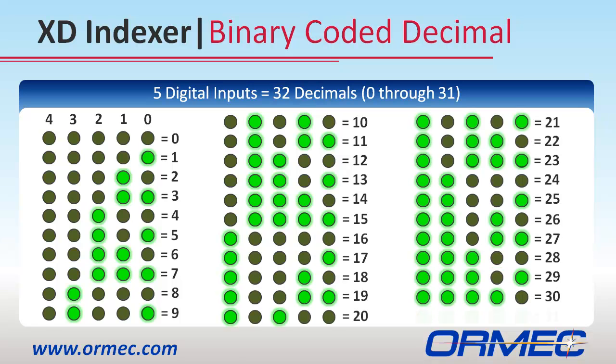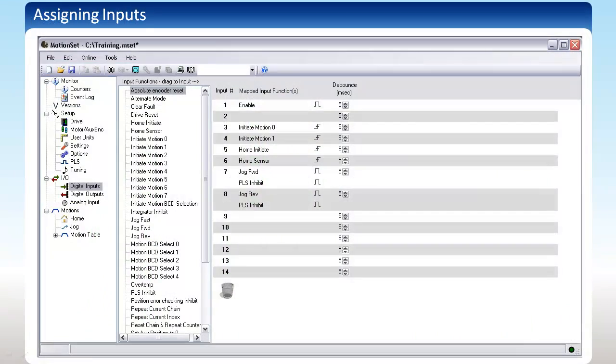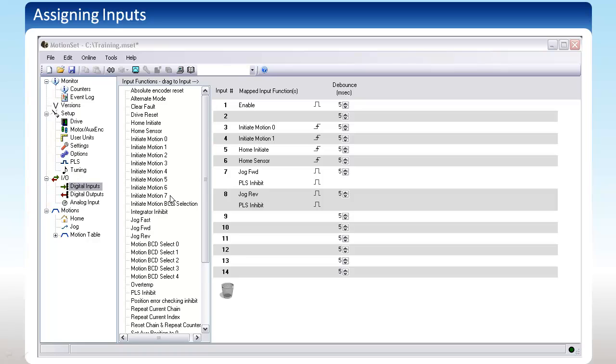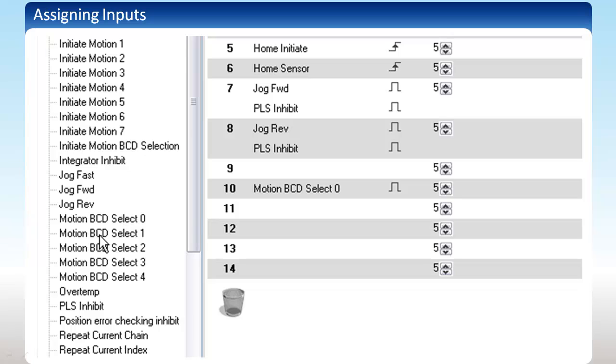Also, if you have only 16 motions, you can get away with only using 4 of the 5 input functions. If you did this, you will only be able to trigger motion 0 through 15. Back in the Digital Inputs branch, we can assign motion BCD select functions to several inputs. This last element required to trigger motion is the initiate motion function.